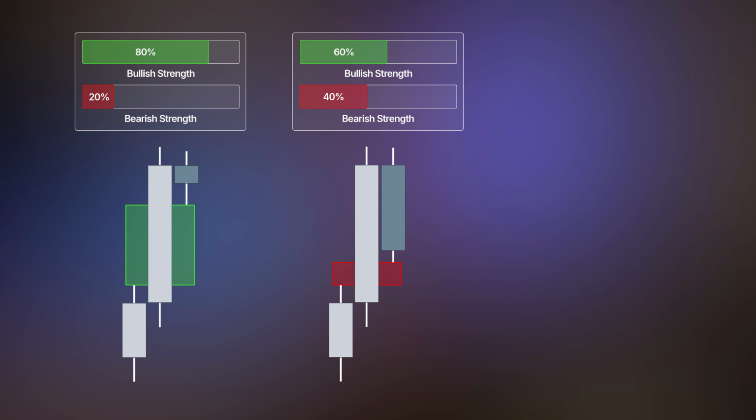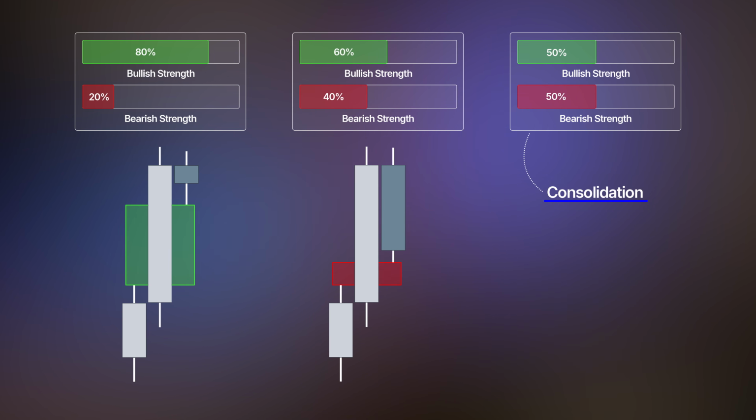Now, the closer the bullish and the bearish percentages are to each other, so if they are 50-50, that of course means that we have a consolidation. So we want to find the perfect balance in that.